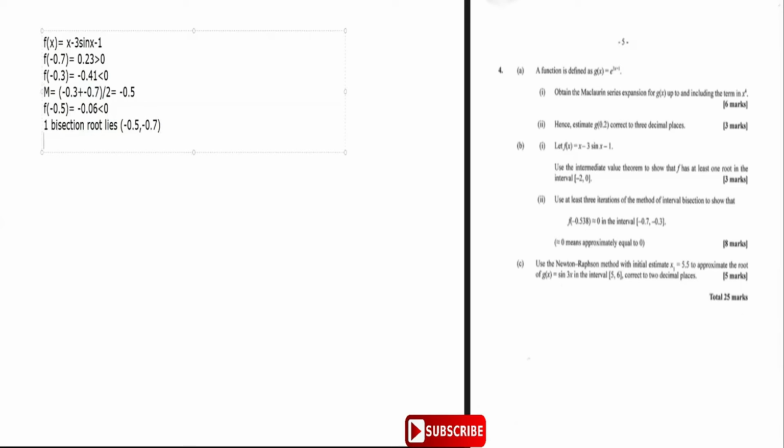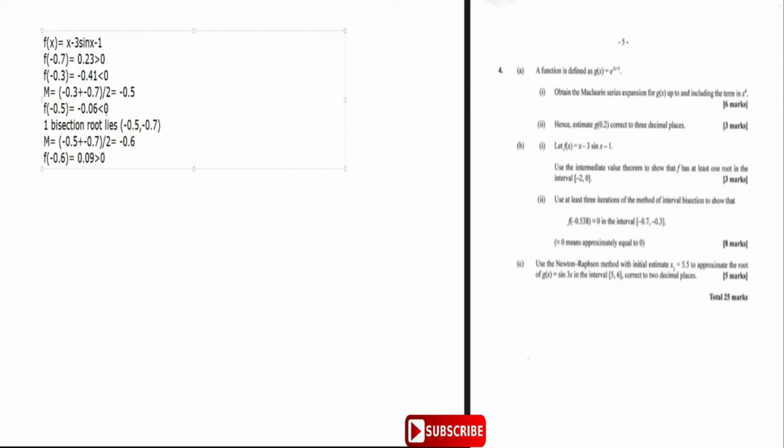All right. So now let's bisect that part again. So M is now the midpoint of negative 0.5 plus negative 0.7, and we divide that by 2. That's negative 0.6. Now let's find what is f of negative 0.6. We plug that into the function: negative 0.6 minus 3 sine negative 0.6 minus 1, and that's giving us 0.09, which is greater than 0.